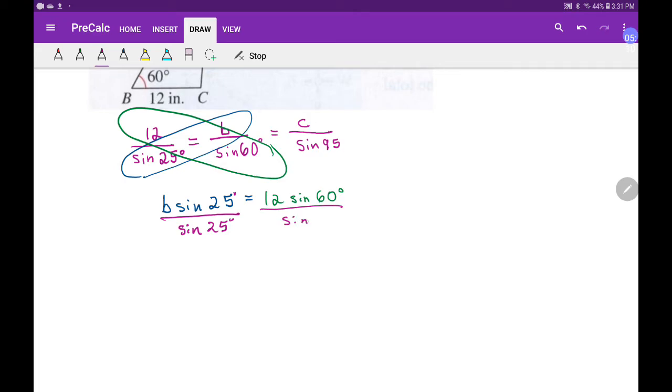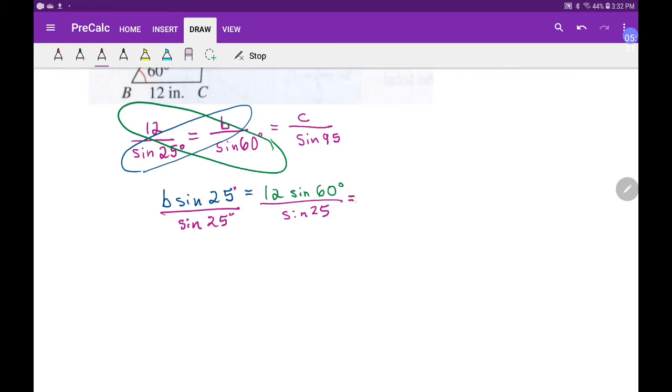The sine of 25. Okay, so I get my calculator out, and I say 12, and I say the sine of 60, which I kind of know already, but anyway. I multiply those together, and I take the sine of 25, which I don't know so much. Glad for my calculator. And I divide, and that gives me B is equal to 24.59. So B is equal to 24.59.